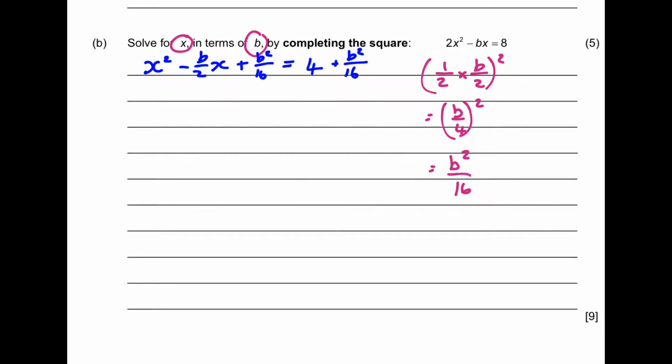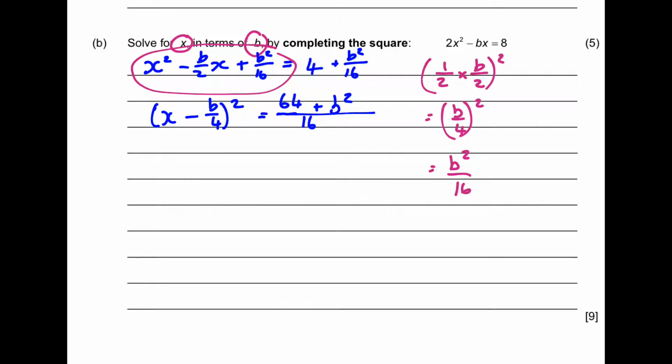All right, now the left-hand side, this whole term here is a perfect square which we can factorize. So x minus b over 4 all squared is equal to, and on the right-hand side, let's get a common denominator there. So 16 is our common denominator. So the 4 becomes 16 plus b squared. Okay, sorry, apologies. Not 16, but in fact 64. Okay, because you're saying 4 times 16.